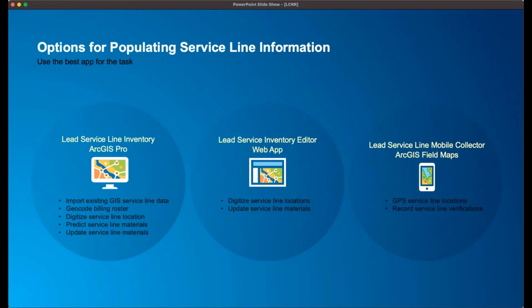You're also going to use this app to digitize your service line locations, and you can use a variety of materials to do that: CAD files, heads-up digitizing, whatever you want to do. You're also going to do predictive analysis, and we suggest that you do, and ArcGIS Pro would be the place to do that. We're also giving you the lead service line inventory web editor, and that's great for technicians who aren't GIS professionals, to just give them a simple web app to go in and digitize line locations and update line materials. And lastly, we do have that mobile app for use in the field as well, and that's really designed for GPSing service line locations or recording verifications on the spot in the field.